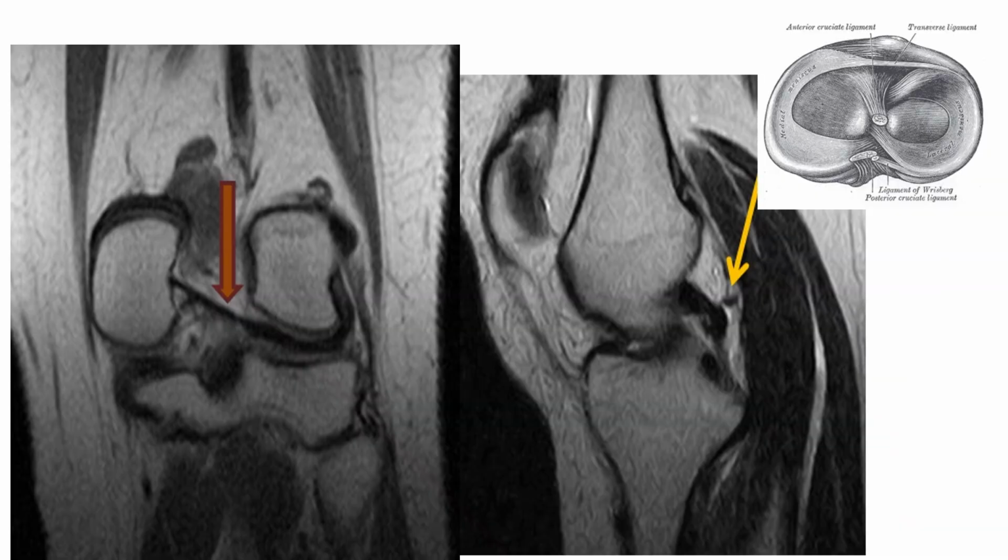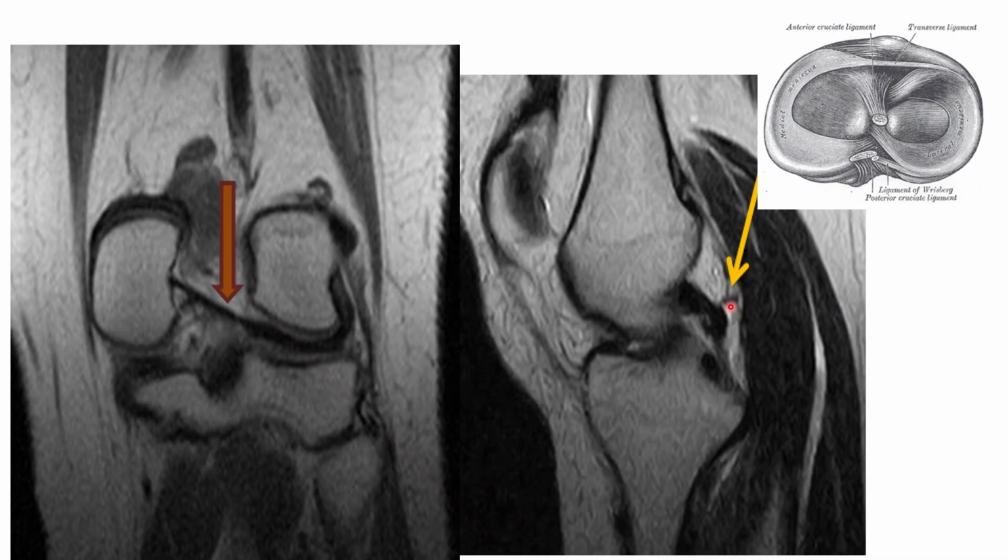Other attachments are the oblique menisco-meniscal ligament, that is the ligament between the two menisci. We can see here this is the coronal image showing the oblique menisco-meniscal ligament. Another one is the menisco-femoral ligament, that is from the posterior horn of the lateral meniscus to the lateral aspect of the medial femoral condyle.